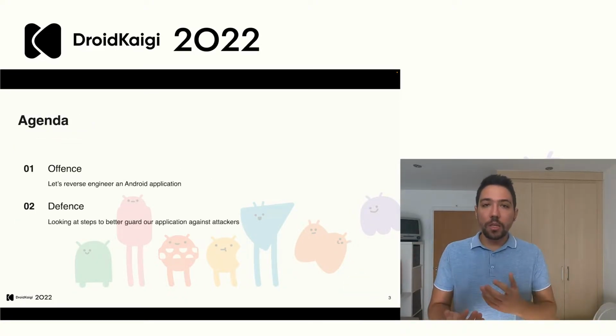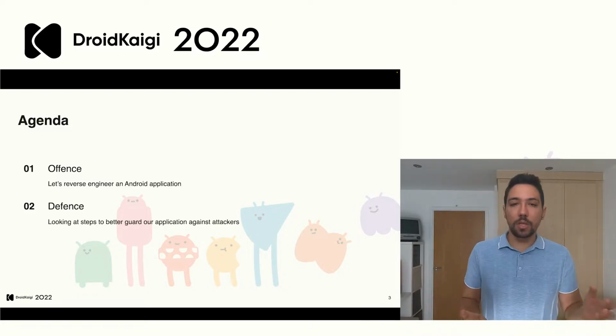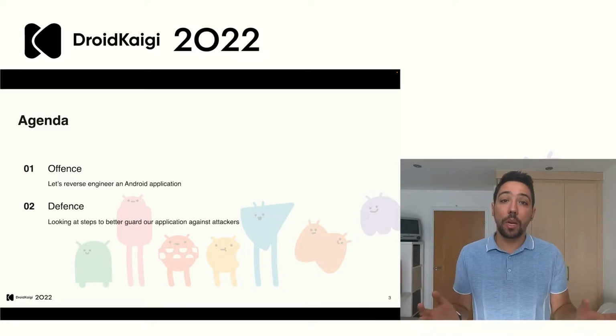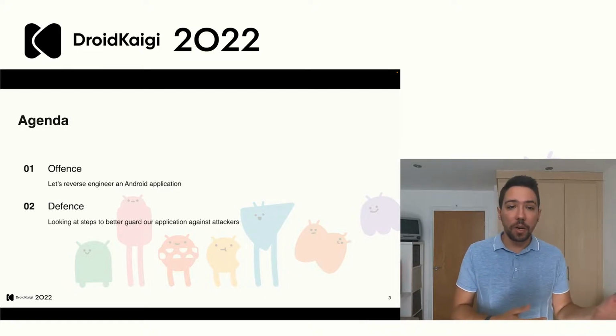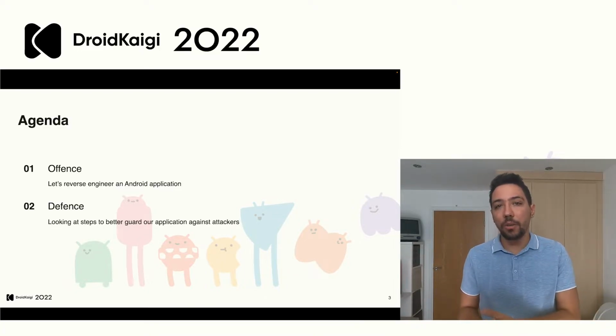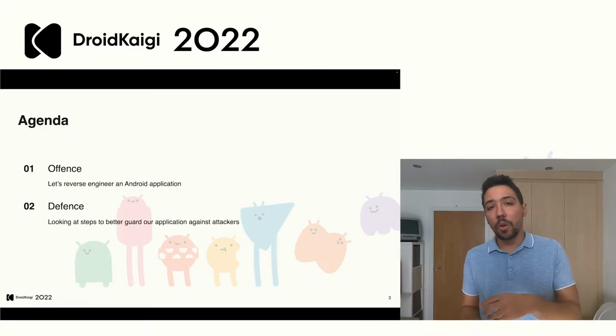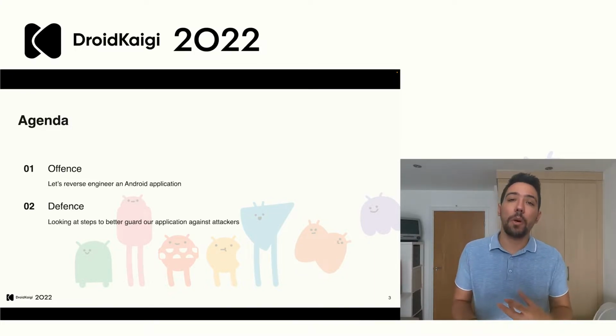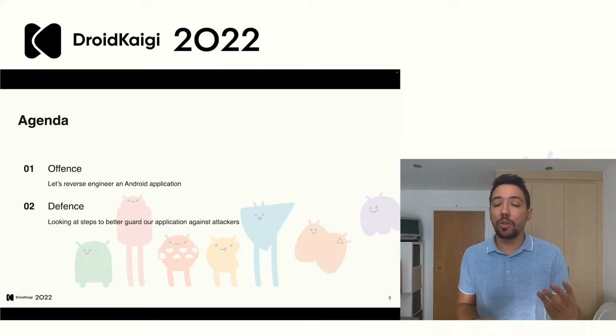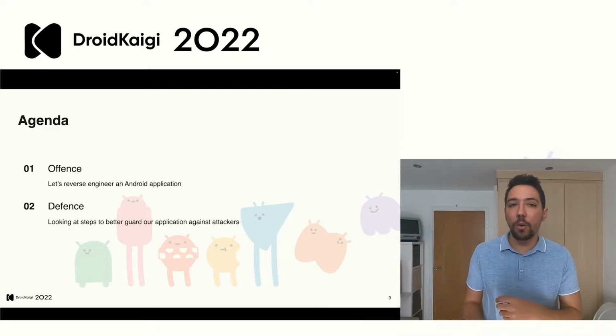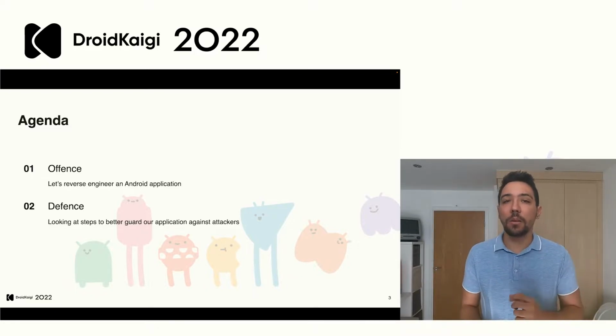Alright, so the agenda for today is I'm just going to split my talk into two sections. First is going to be the offense part, where we're actually going to reverse engineer a real-life application, and we're going to see pretty much everything that there is to see within the application. And then we're going to talk about the defense, and we're going to talk about how we can make our applications a little bit harder to crack, or how we can hide some stuff a little bit better within it.